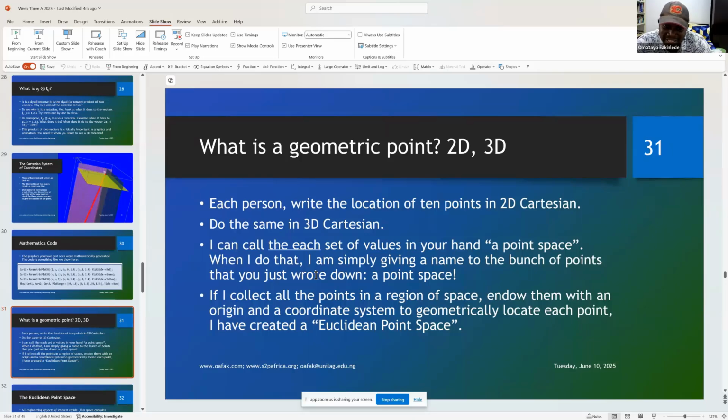I'm simply giving a name to the bunch of points you have just written down. I'm calling it, for example, Daniel Sadiq point space. That's Ohambo's point space. I can name whatever name you are, I can say that's your point space, which contains 10 points. And if I say, okay, locate them, if I give you enough time and 3 coordinate systems, you can actually put dots on those points.